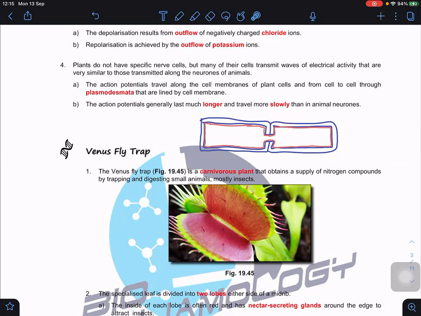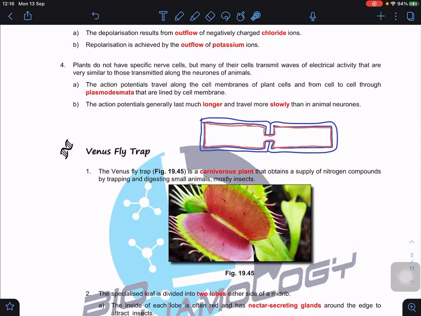Even though they can transmit the action potential, how fast it can be transmitted is definitely slower compared to animals. Why? Because they don't have specialized cells. They use the plasmodesmata to transmit the action potential across two different cells. Are you clear? So the action potential lasts much longer and travels more slowly compared to animal neurons, because it's not a specific pathway.